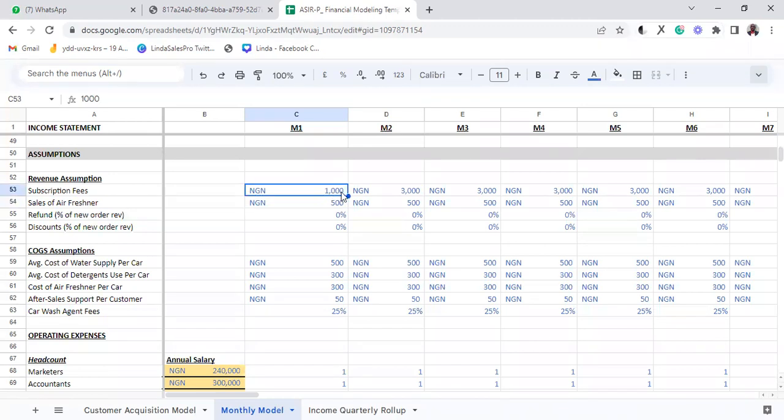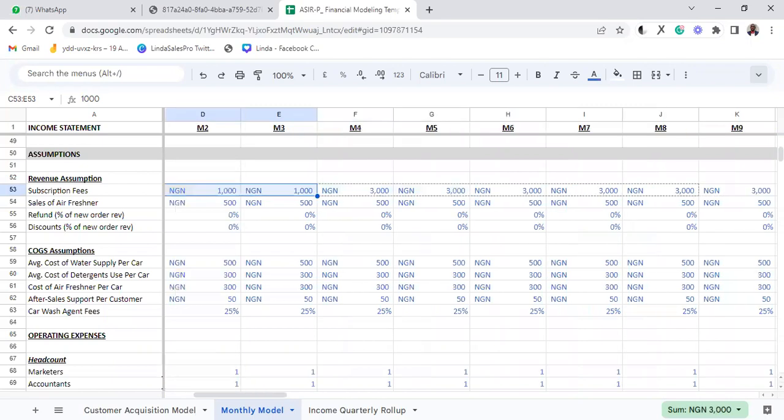So I'm going to drag this. As you can see, I've dragged it to 3 months. So I can drag it to the end. Okay, so this will also help you. Your financial model will help you to know what pricing you will set.